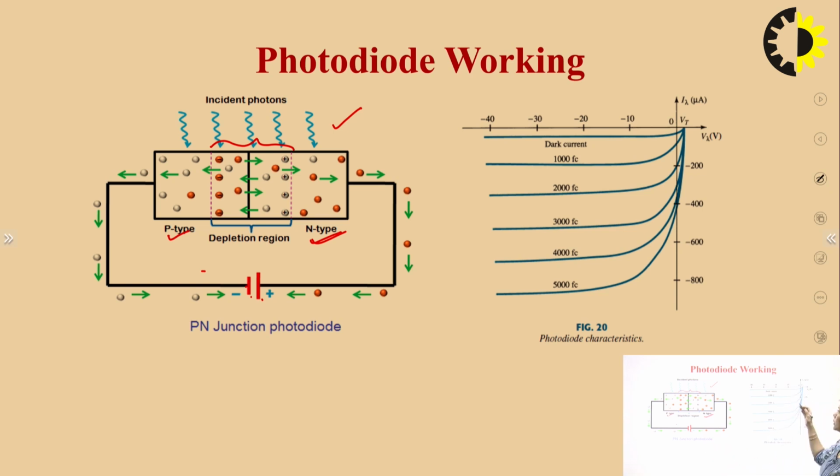Now, how will the current increase? This is the dark current, that is the minimum current. Then as we increase the light intensity, the current increases. This current is higher than this one because more photonic energy is incident in this case. So this is how, with the increase of the photonic energy, the current flow increases.